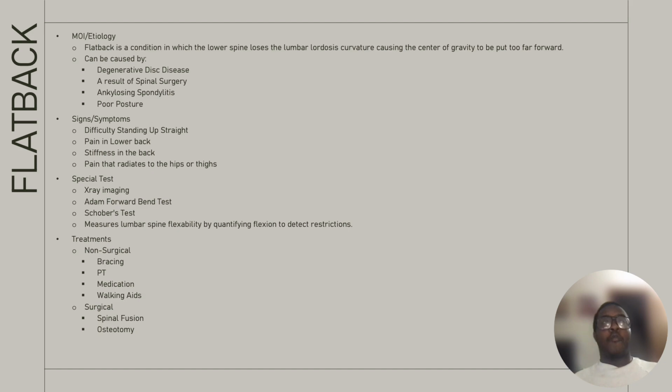Most of the same tests for scoliosis can apply here, which is X-ray imaging, the Adams forward bend test to see how the spine is being curved, the Schober's test, which measures the lumbar spine flexibility by quantifying flexion to detect restrictions. And for treatments, it all mirrors scoliosis, where for the non-surgical route, it's bracing, physical therapy, medication, and walking aids. And for more severe cases, of course, spinal fusion and osteotomy.